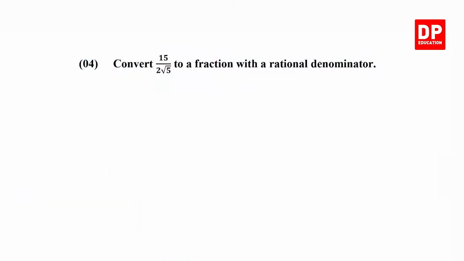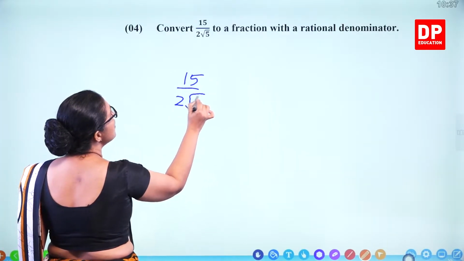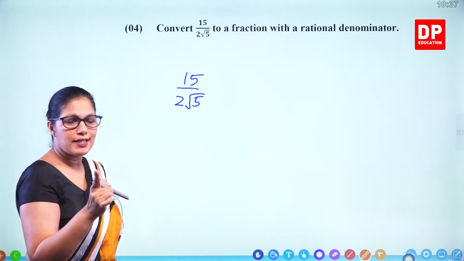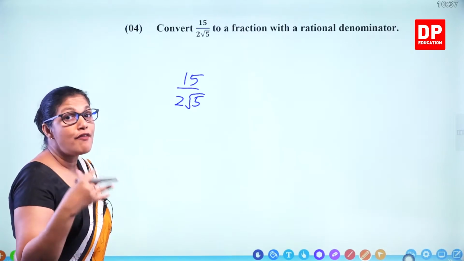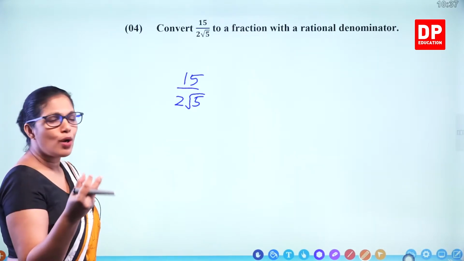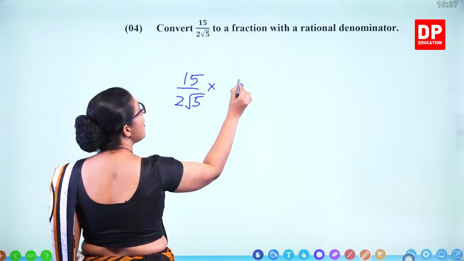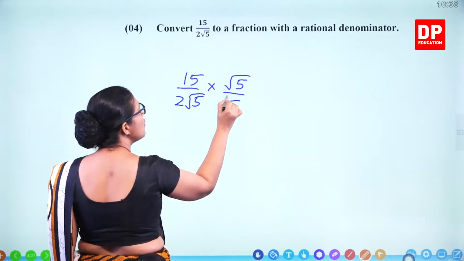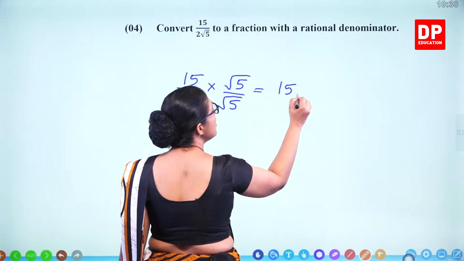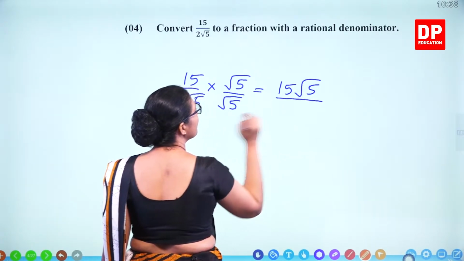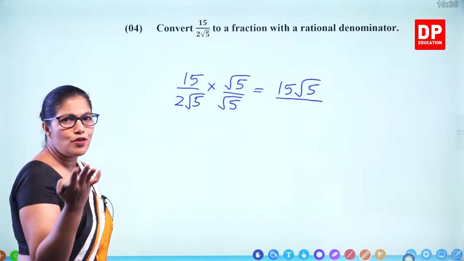Question number 4. Convert 15 over 2 root 5 to a fraction with a rational denominator. What does rational mean? You get rid of this surd form, so we call it rationalizing the denominator. If you have an irrational number in the denominator, you multiply both the numerator and the denominator by that. When you do that, you get the irrational part in the numerator: 15 into root 5.